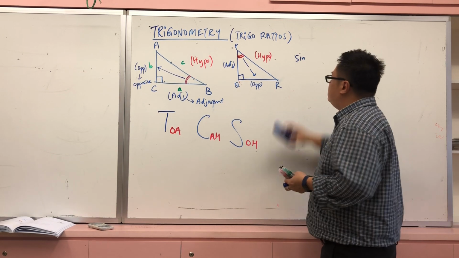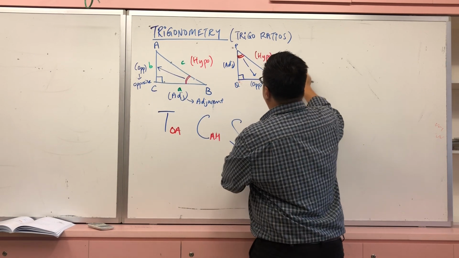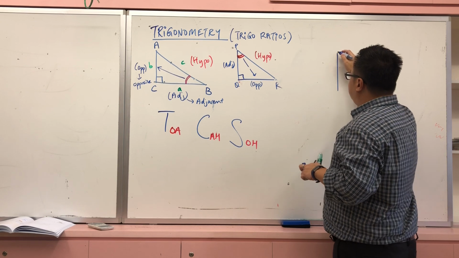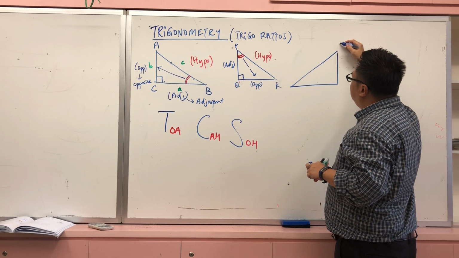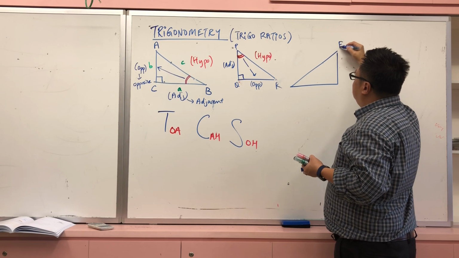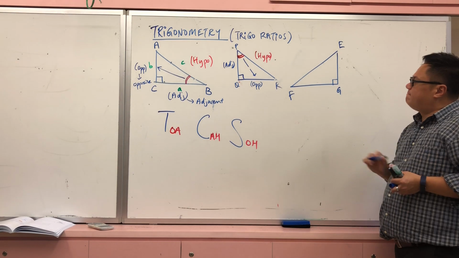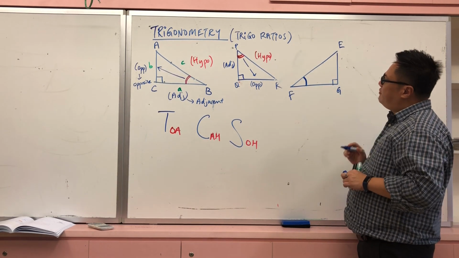I'll just use an example. Or tell you what, I'll use a new example. I try to keep everything on the board. Let's say I have another right angle triangle. This is angle EFG, right angle triangle. Then over here, this is my reference angle.